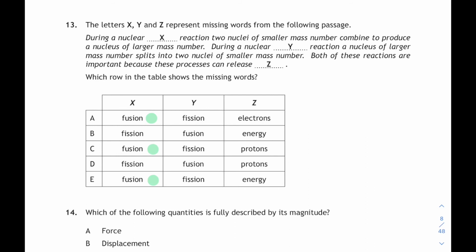Let's keep reading. During a nuclear Y reaction, a nucleus of larger mass splits into 2 nuclei of smaller mass number. That's fission. So Y is fission. So that could be A or C or E. Right, we're no further forward, so keep going. Both of these reactions are important because these processes can release Z, and Z must be energy. And energy is B or E. So which row's got all 3? It's row E, that's 13E.